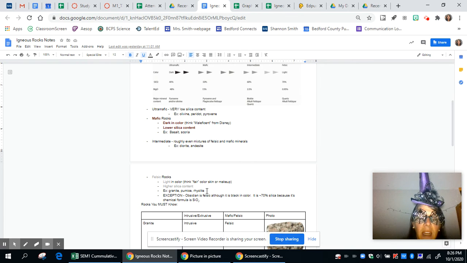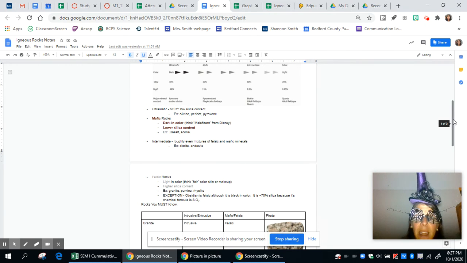Granite, pumice, rhyolite, these are all lighter colored rocks. The one exception, there's always an exception, is obsidian, which is shiny, glassy, beautiful, black, shiny rock. I love obsidian, can you tell? It's actually felsic. You would think that it would be ultramafic because it's very dark, but it's the one exception. It has 70% silica. Because of that silica content, it's classified as a felsic rock.